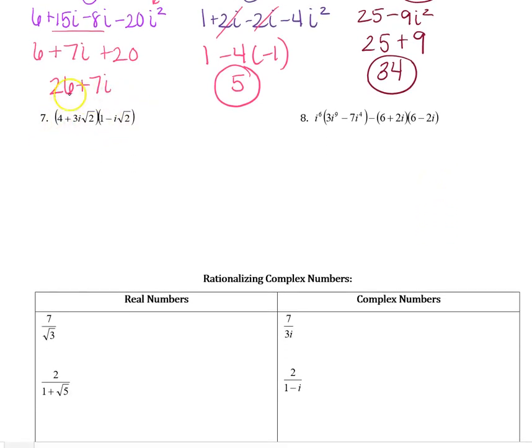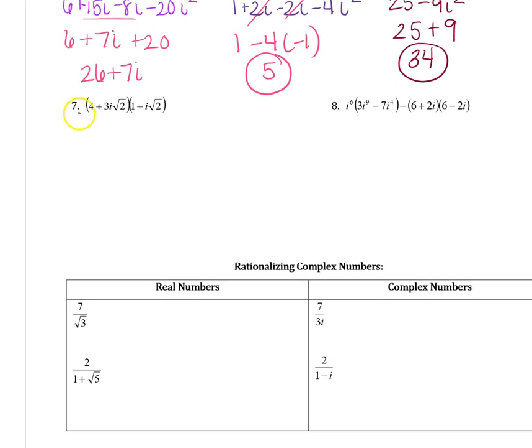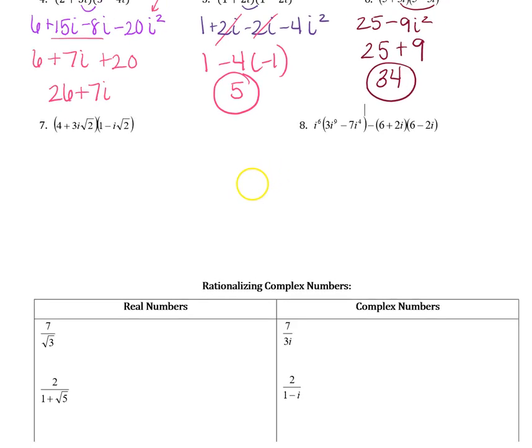Okay, another example where we're going to FOIL. Now I have a square root in there. That's fine. So I'm going to do my first, outer, inner, and last. So I have 4 plus 3i square root of 2. My last are giving me minus 4i square root of 2. Oops, my i got messed up here.